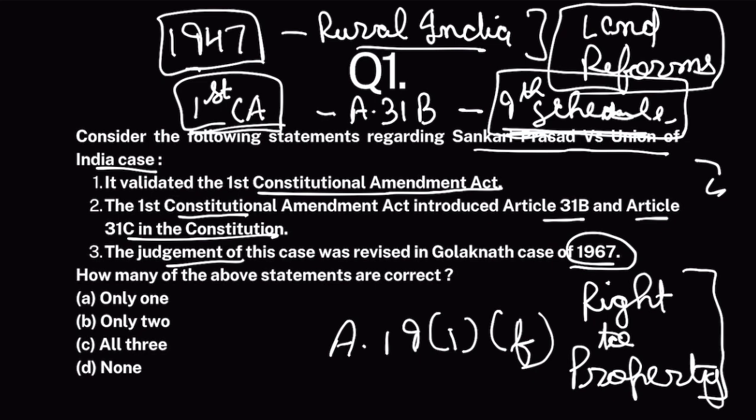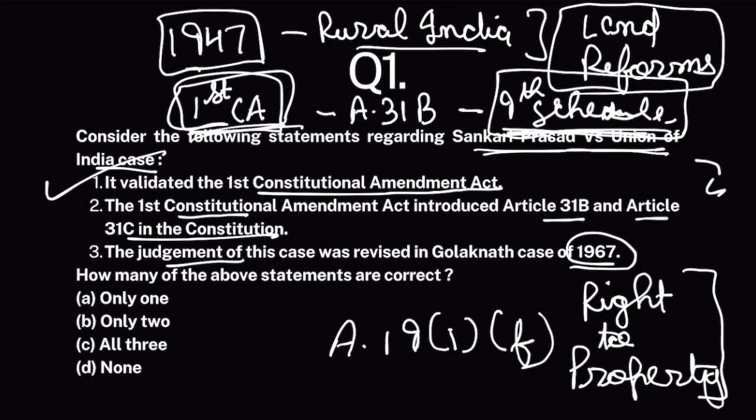Now there was a zamindar called Shankari Prasad Dev. He challenged this first Constitutional Amendment Act, saying that Parliament does not have the power to amend fundamental rights. They can amend anything in the Constitution but not fundamental rights. And he lodged a case in Supreme Court. This is known as Shankari Prasad versus Union of India. In that case, the Supreme Court sided with the government and said that the first Constitutional Amendment Act, the Ninth Schedule, are completely lawful and Parliament has the power to amend any part of the Constitution. So this case validated first Constitutional Amendment Act.